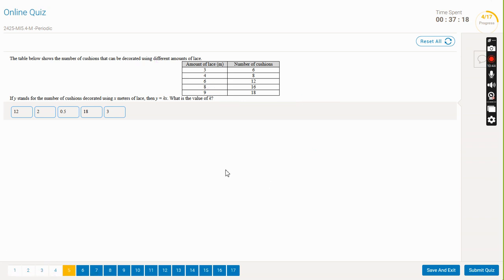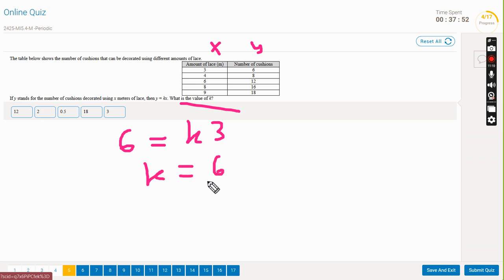Here, what are they asking you to do? If y stands for the number of cushions decorated using x meters of lace, y equals kx. Again, they've given you the equation, so it will be easy for you. What are they asking for? The k value. So this is our y, the number of cushions, and this is x. Always read carefully and then denote them, so you don't confuse the x and y. So let's write. This is 6 equals k, and what is x? 3. Now k is 6 over 3. What is that? 2. There you go, you got the answer. Let's go to the next one.